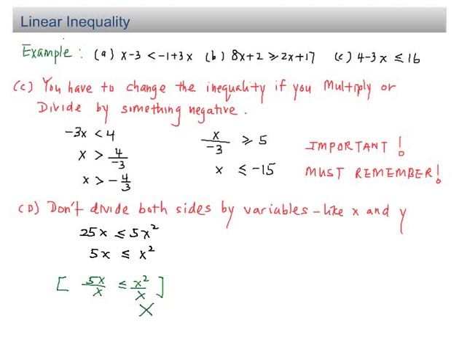Instead, what you have to do is bring over your x squared. You have 5x minus x squared less or equal to 0. Or you can bring your 5x over, so you have 0 less or equal to x squared minus 5x. This is the same as x squared minus 5x more or equal to 0. This is actually a quadratic inequality because the highest power here is 2. I'm going to discuss quadratic inequality in the next presentation.